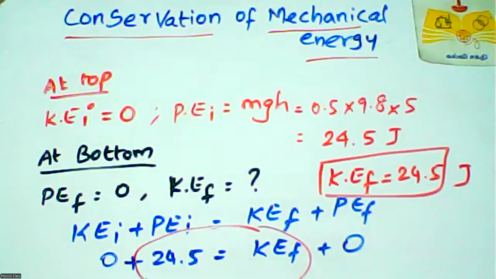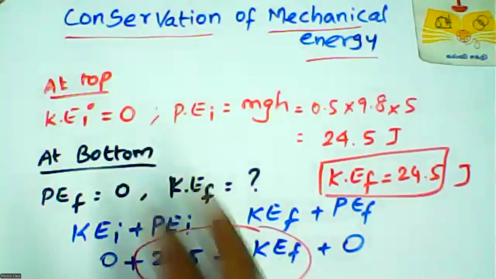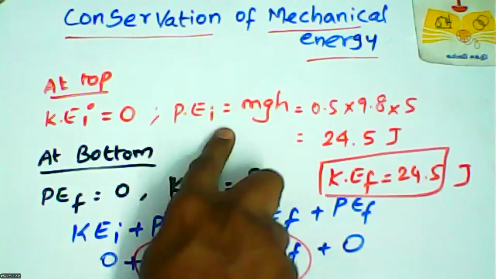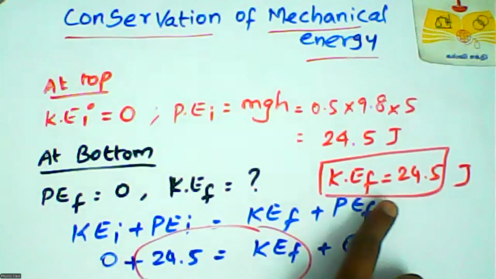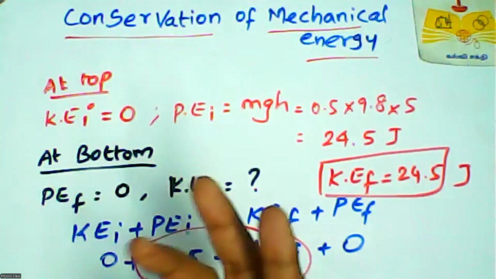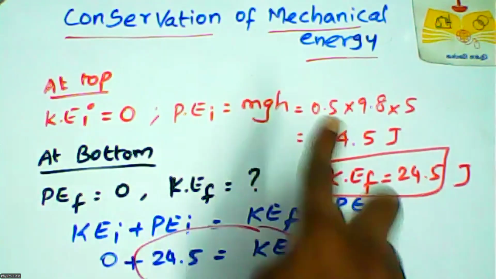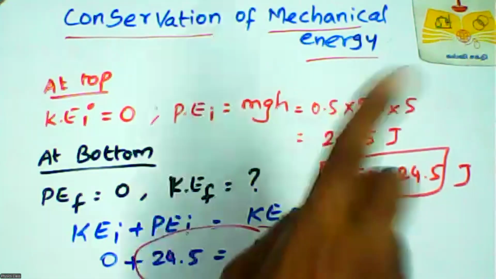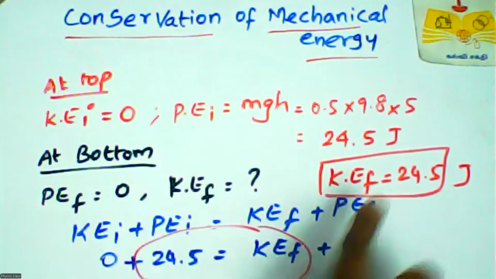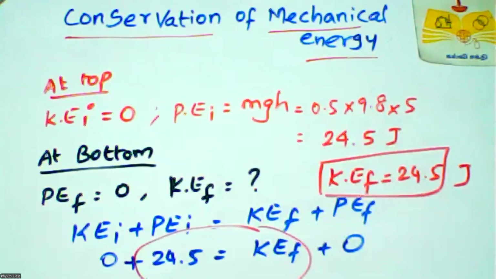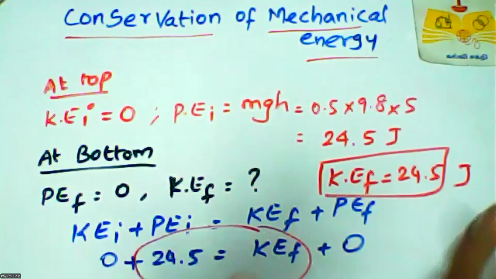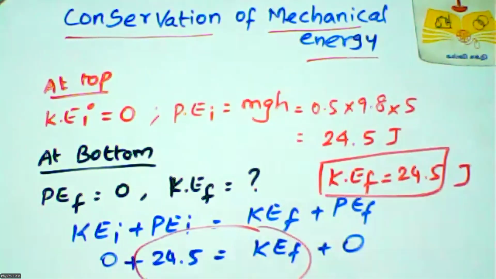Because the incline is frictionless, all the potential energy is transferred into kinetic energy at the bottom. All the initial potential energy is transferred into kinetic energy at the bottom. The kinetic energy when it reaches the bottom is 24.5 joules. Okay.